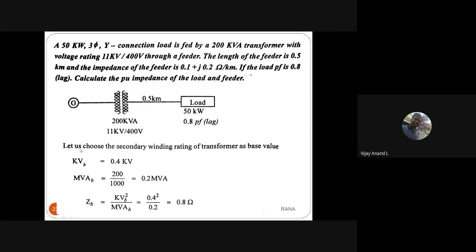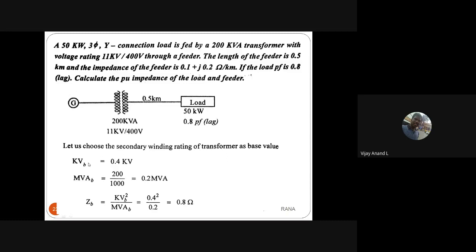Let us choose the secondary winding rating of the transformer as base. There is no change at all if we consider the primary side. In this problem, we are considering the secondary side of the transformer as the base value. The base voltage on the secondary side is 400 volt.